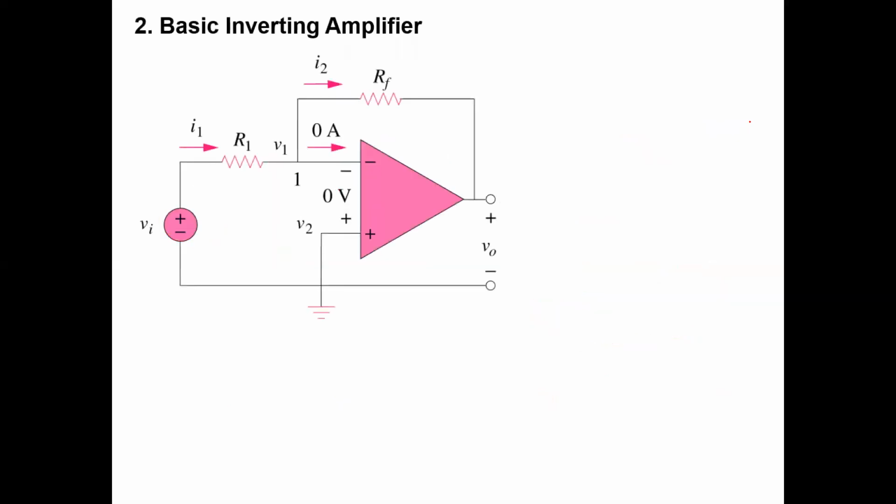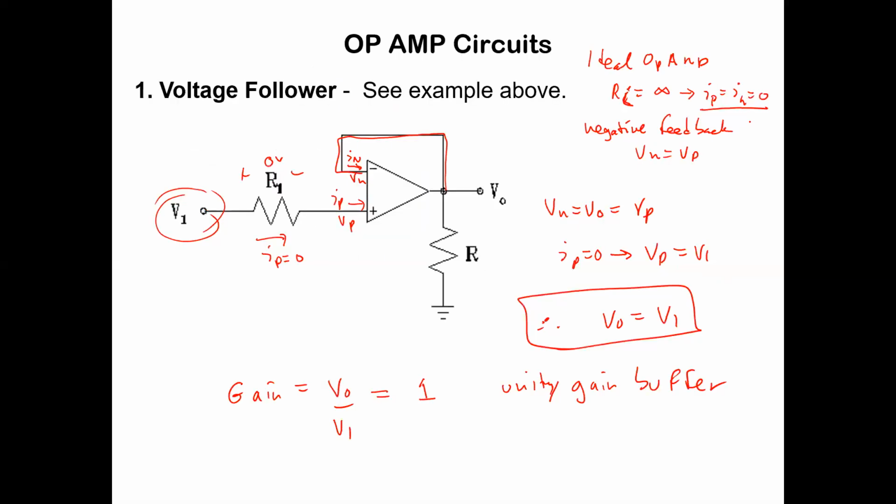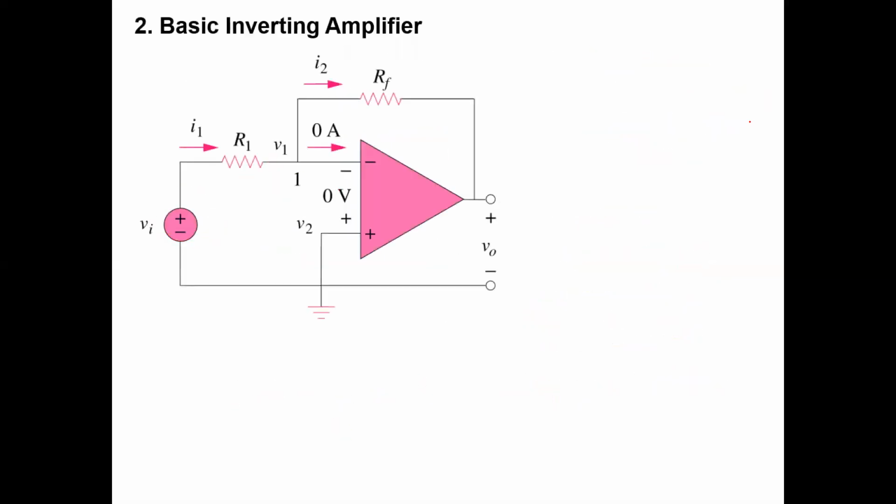Okay, well, that's not the only pattern for an op amp, and we're going to be looking at a few different examples today. So first is a basic inverting amplifier. This is an amplifier that allows you to control the gain, whereas the voltage follower is a unity gain buffer. The inverting amplifier allows you to set the gain as the ratio of two resistors.